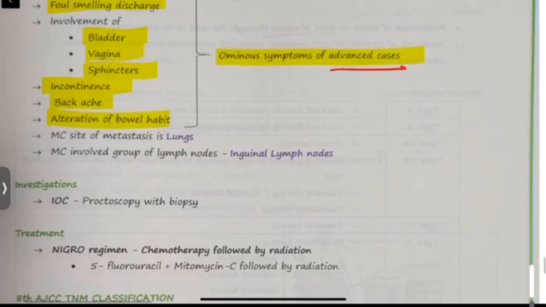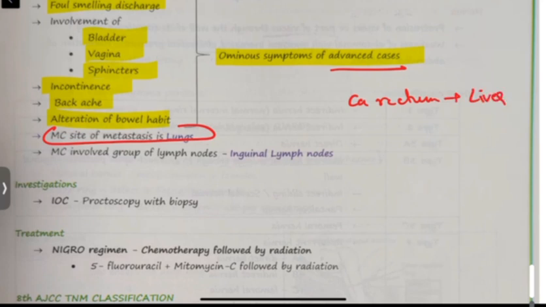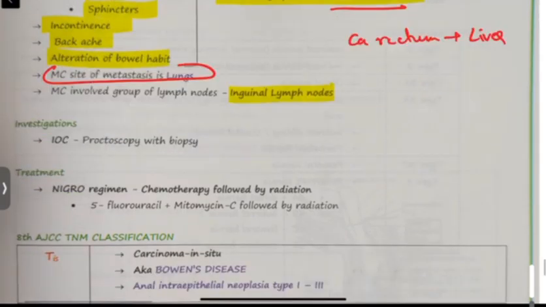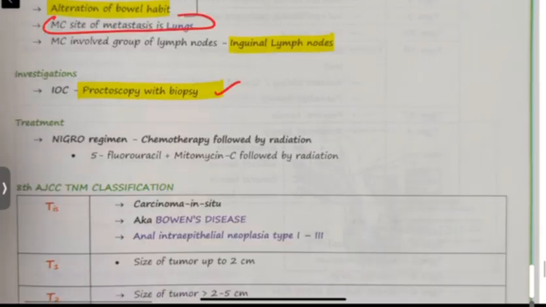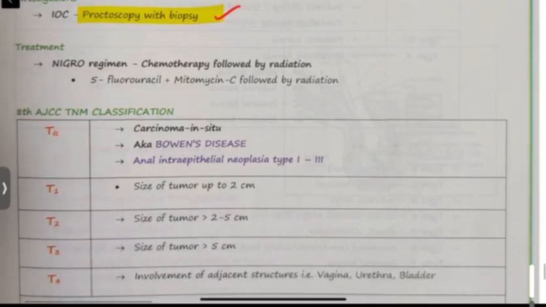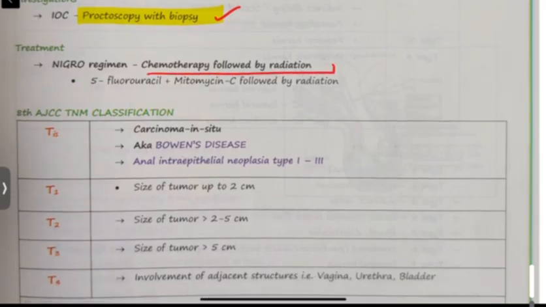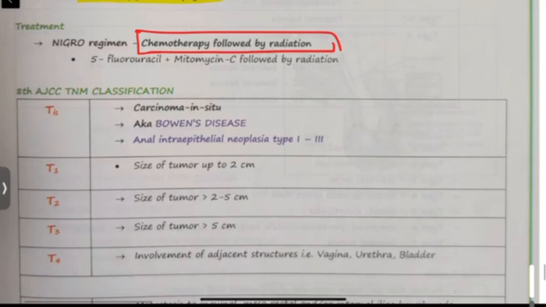Okay, so the most common site of metastasis here is the lungs. In CA rectum, it was the liver, that was hematogenous, so this is lymphatic. The most common group of lymph nodes involved is the inguinal group. For investigation of choice, there is no minimum 17 cm requirement here. Direct investigation is possible, hence proctoscopy and we can do biopsy. Treatment is the Nigro regimen, that is neoadjuvant chemotherapy, 5-fluorouracil followed by mitomycin C, and then followed by radiation.